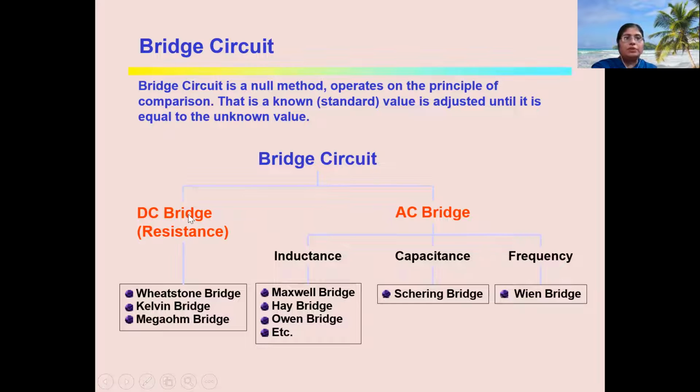The DC bridge and AC bridges are the types of bridge circuit. The DC bridge is used for the measurement of resistance only, and the AC bridge is used for the measurement of inductor, capacitor, and frequency value.